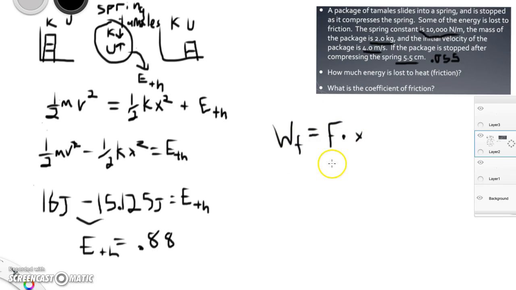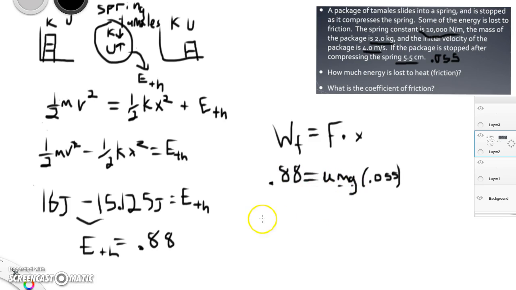So for frictional force, the coefficient, in this case it'll be just mg since it's on a flat surface and nothing's pulling up on it or down on it, and then our distance will be the same x, so 0.055. So we can actually solve for mu here, our coefficient of friction, knowing that the work done by friction was 0.88 joules, and given these values that we already know.